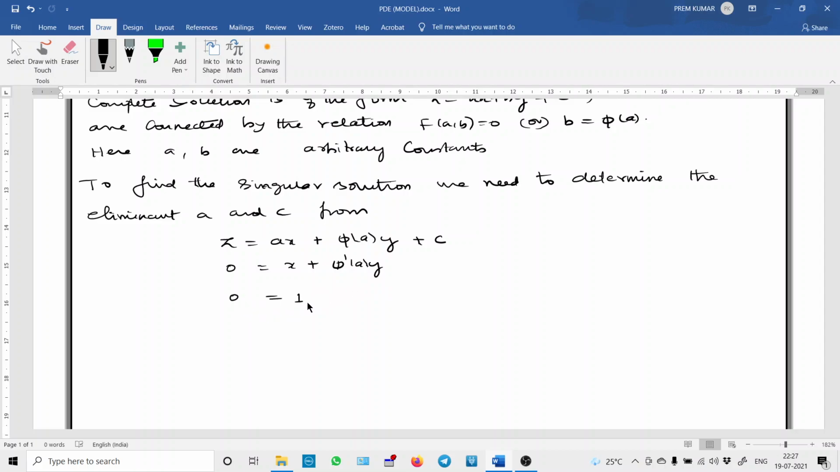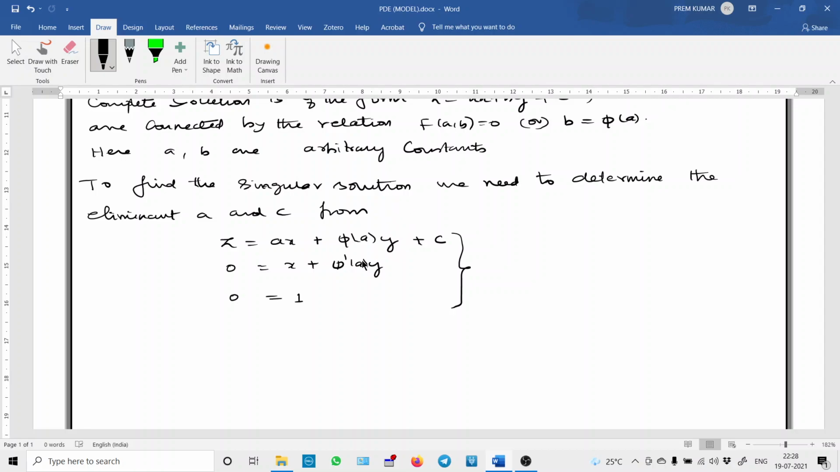0 equals to 1 is an absurd result, because singular solution is nothing but the envelope of two parameter family of curves given by the complete integral, say z equals to ax plus pi of a y plus c. This contains only two parameters. What are they? a and c, because there exists a relationship between a and b that we replace it by pi of a. So only two constants are involved. That is a two parameter family of curves, and we need to find the envelope of this curve.